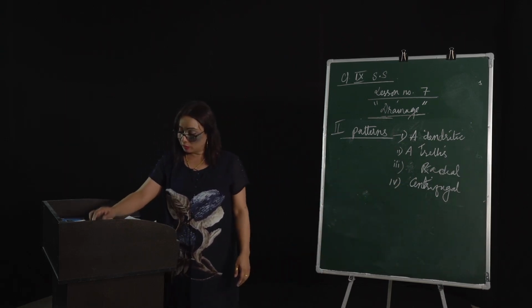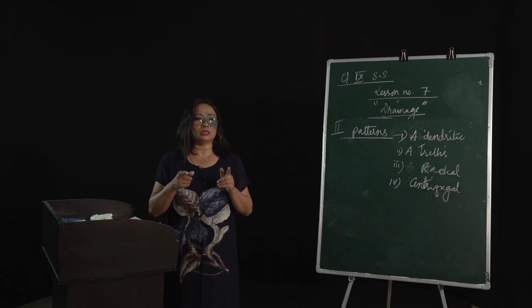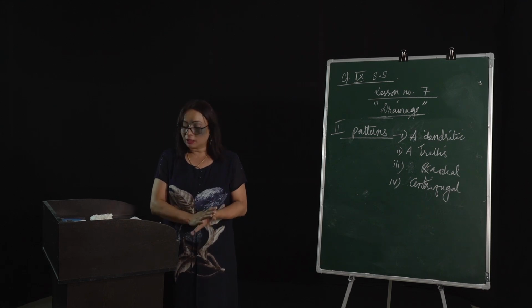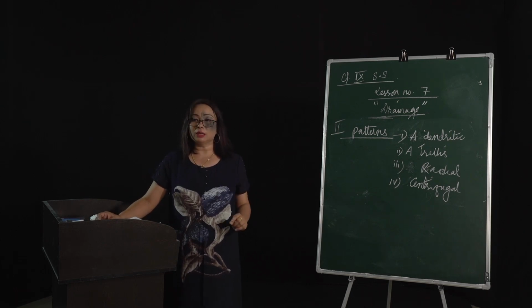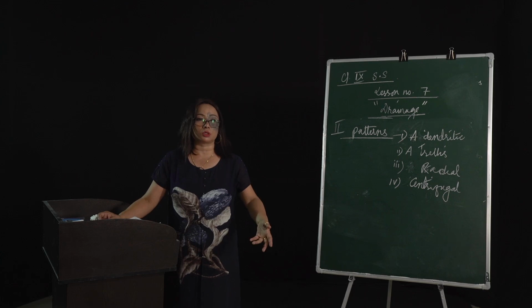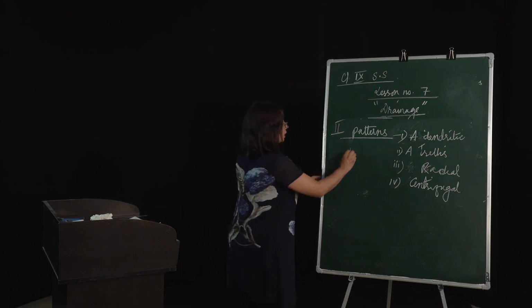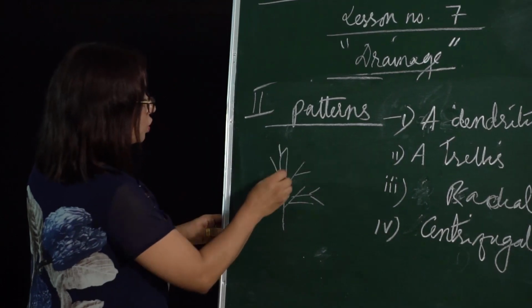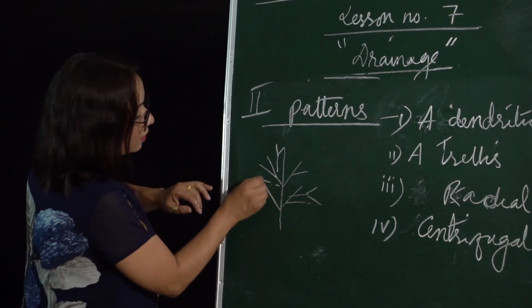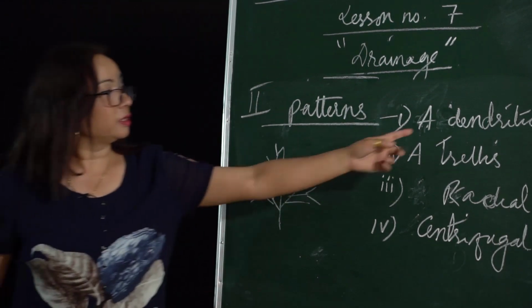So, the dendritic pattern. In a dendritic pattern there is a single stream, one single stream flows, and this single stream is joined by small tributaries coming in and giving their water to the one main river, and that looks like a branch of a tree, where branching out is there. You can see in the textbook also, this looks like a branch of a tree. This is a dendritic pattern.